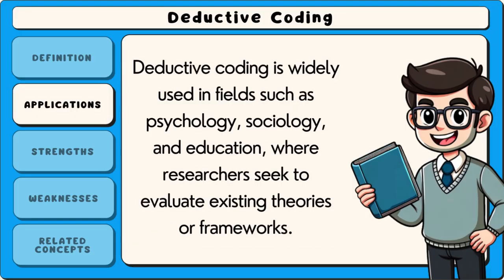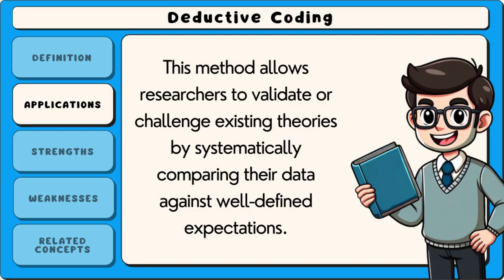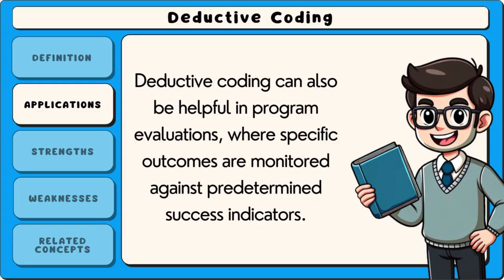Deductive coding is widely used in fields such as psychology, sociology, and education, where researchers seek to evaluate existing theories or frameworks. For example, a researcher studying student motivation might use established psychological theories to create codes that categorize responses from interviews or surveys. This method allows researchers to validate or challenge existing theories by systematically comparing their data against well-defined expectations. Deductive coding can also be helpful in program evaluations, where specific outcomes are monitored against predetermined success indicators.